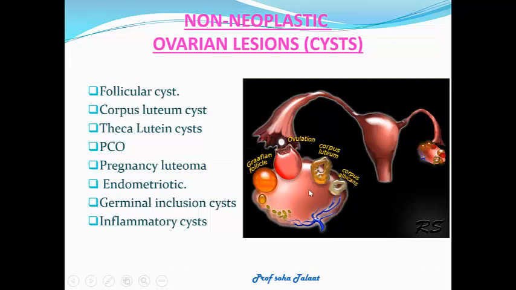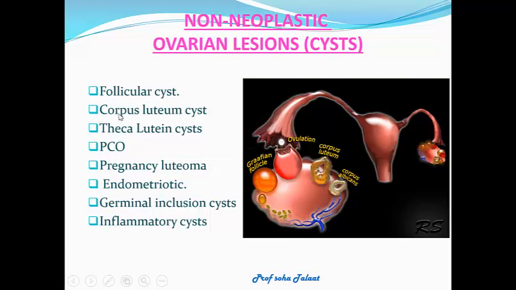If this normal physiology does not occur well, we will have these physiological cysts that may occur, and in most cases, they are only transient cysts. We have the follicular cyst. When this follicle does not rupture, it transforms into a cyst, and we say follicular cyst only if the cyst is more than 3 centimeters.